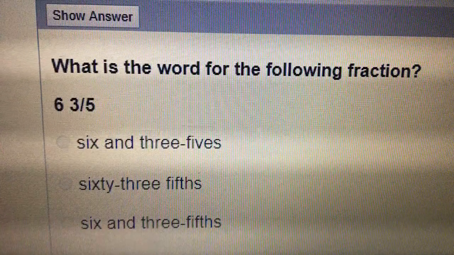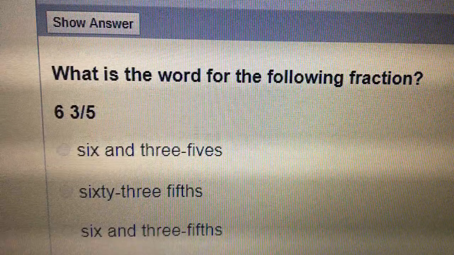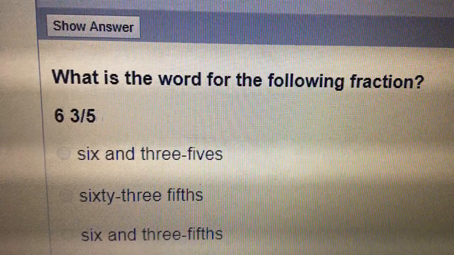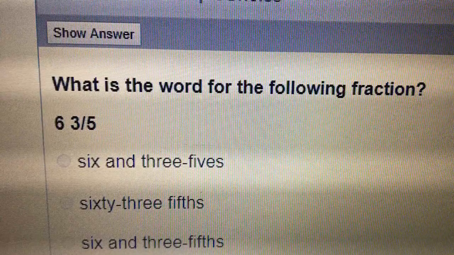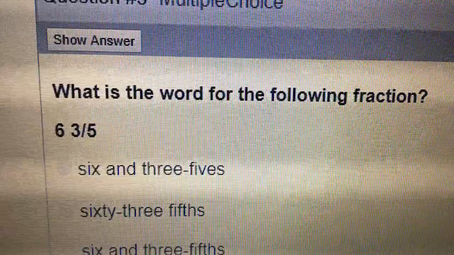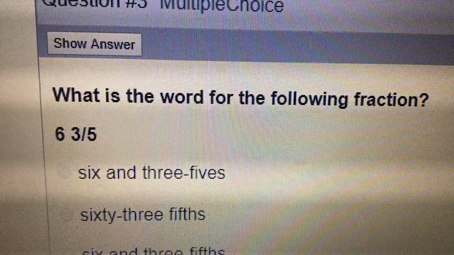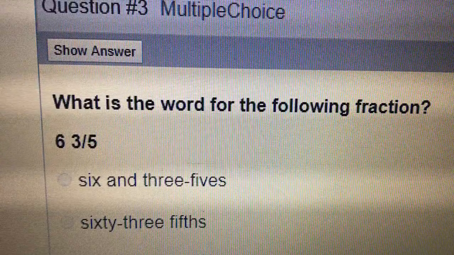Question 3. What is the word for the following fraction? Notice there's a big number and then a fraction. Is that 6 and 3/5?